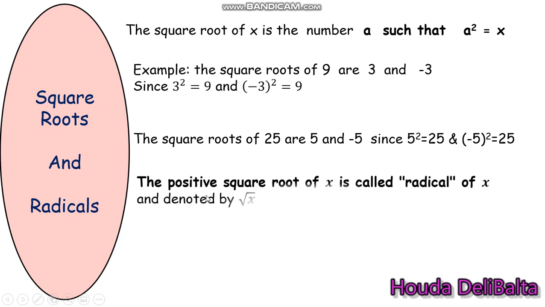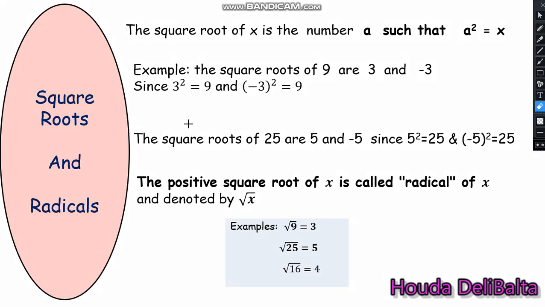While the positive square root of a real number x is called the radical and it's denoted by this symbol. So whenever I'm asked to carry out radicals, I write only the positive answers as you see here. Radical 9 equals 3, radical 25 equals 5, radical 16 equals 4.